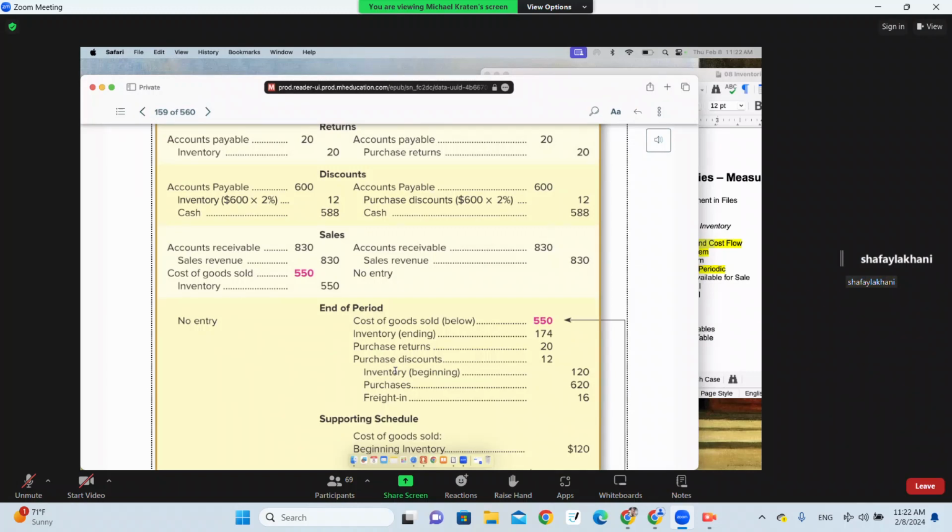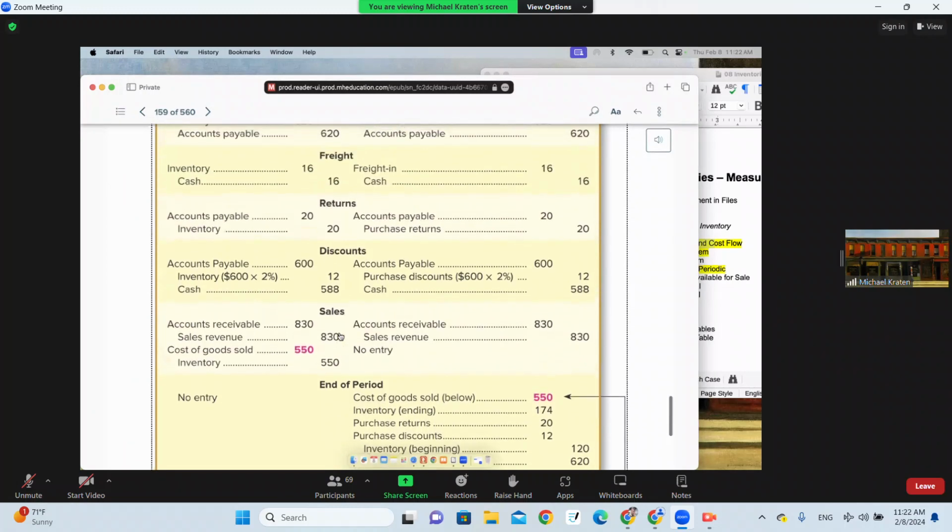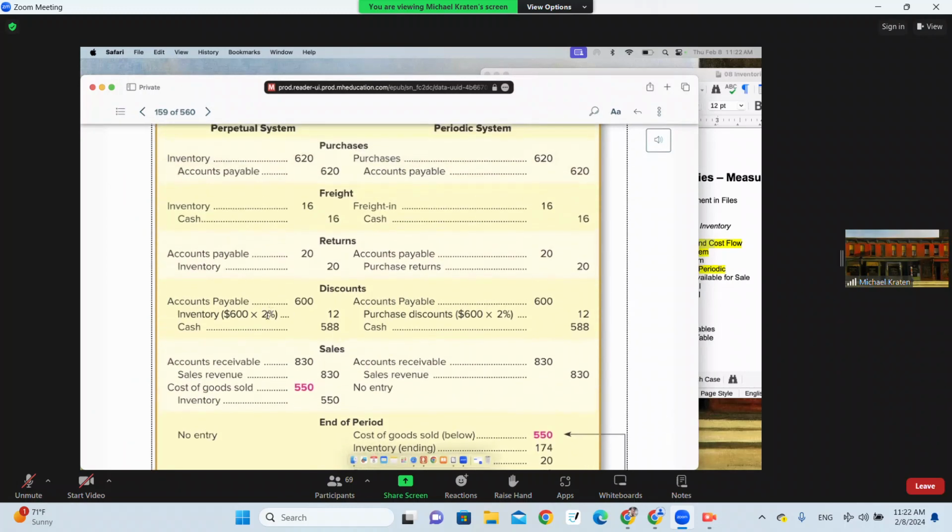Okay, Shafai, was that helpful? Yes. Okay, great. But we just have to know the journal entries, not the values, correct?